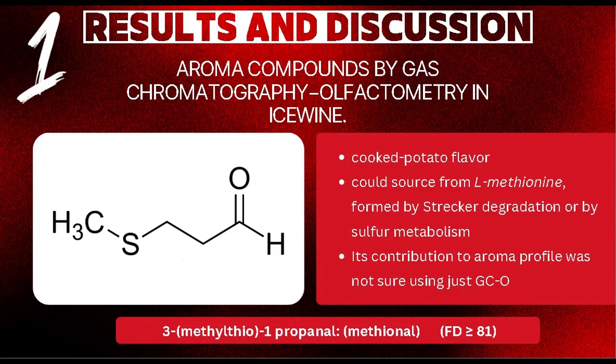The next one is methionol. Its FD was more than 81 in all 3 ranks. It was described as a cooked potato flavor, and it could be sourced from L-methionine, which was contained in the ice wine. It could be formed by Strecker degradation or by sulfur metabolism in the yeast. Its contribution to the aroma profile was not certain using this GCO, thus the recombination and the omission tests should be performed in this context.